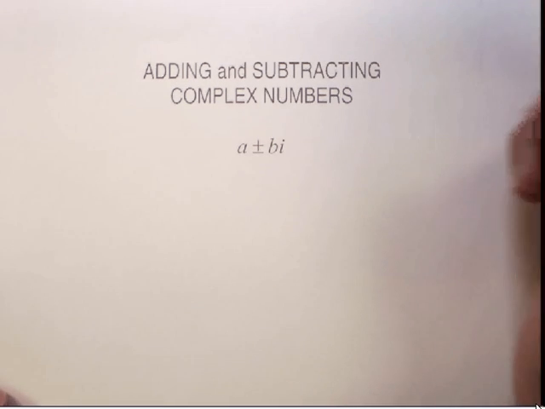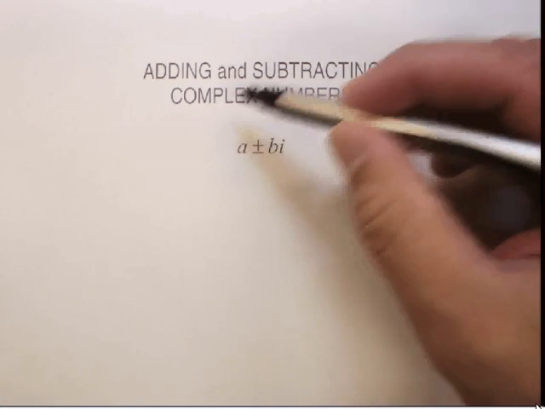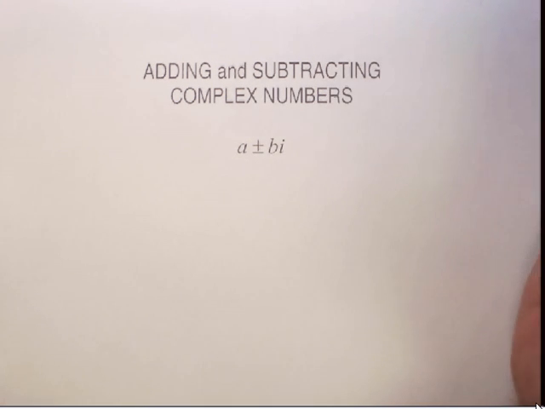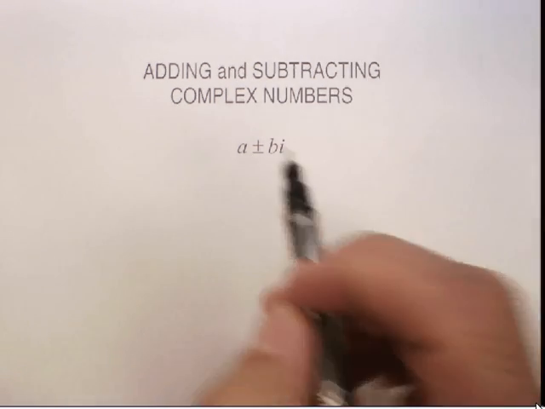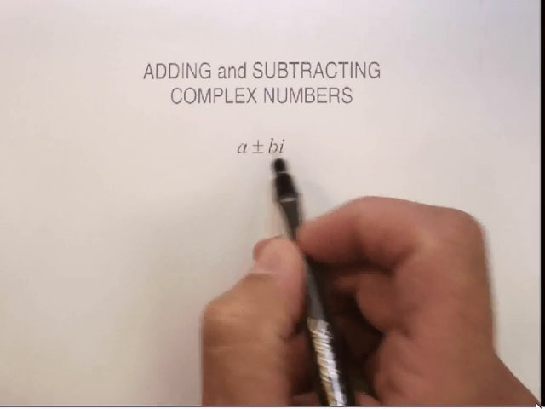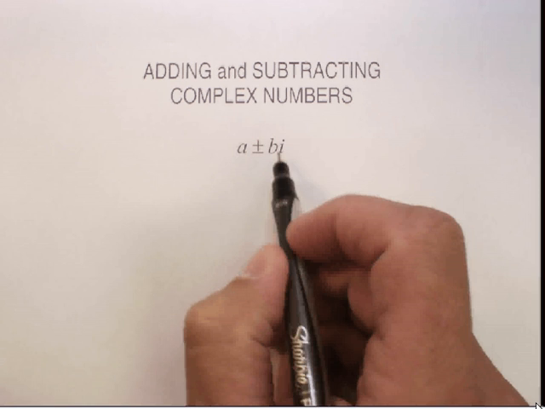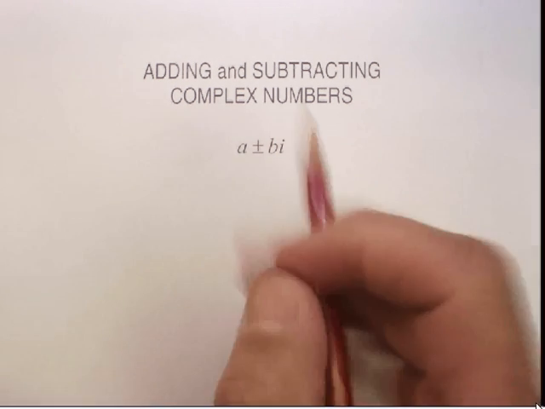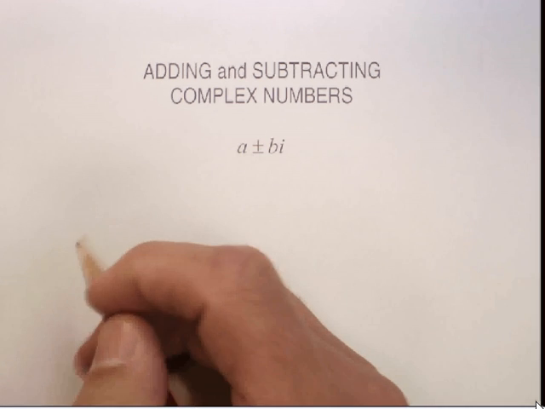Okay, in this video I'm going to show you how to add and subtract complex numbers. So I guess it makes sense to talk a little bit about what a complex number is, at least how to describe one. Now, a complex number has the form a plus or minus, depending on the problem, bi, where i is imaginary.